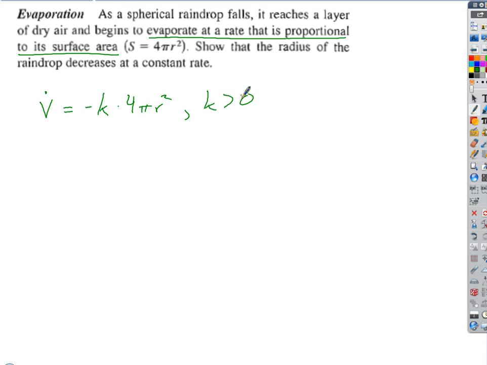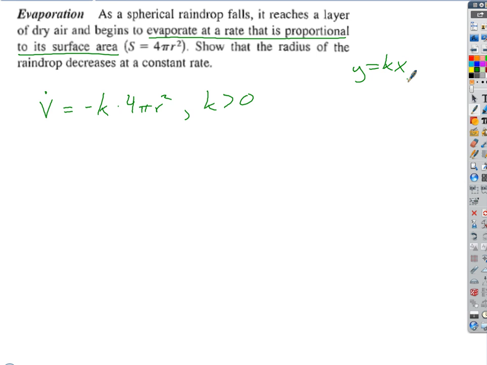Why is it K? Why do they use K? Because K is always the constant of proportionality. If you have a proportionality, remember going back to algebra 2, direct variation is proportionality. Yeah, K is the constant of proportionality.